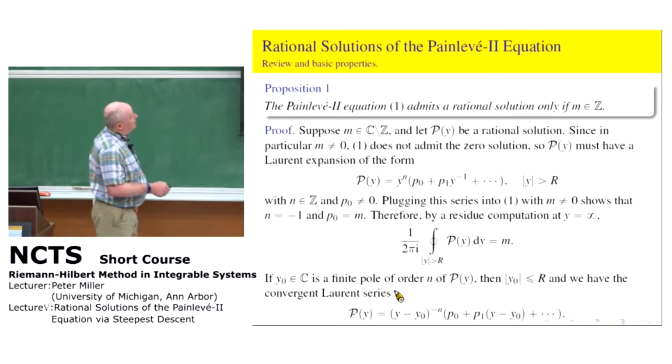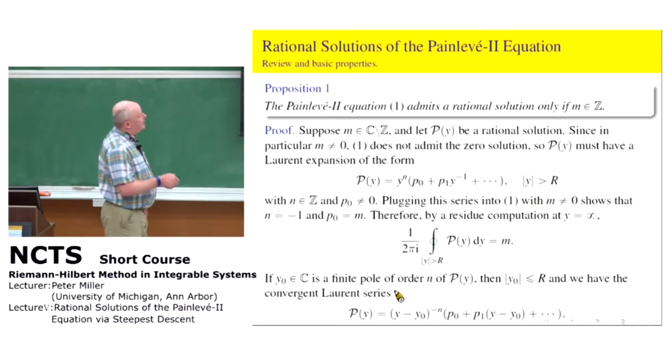So then you plug this series into the differential equation, assuming that m is not 0, and then you find out quickly that because of some dominant balance in the terms, this n has to be minus 1, and the p0 coefficient has to be equal to m, okay? So therefore, you can do a residue computation. You can integrate around the circle of radius r, say, bigger than r, with counterclockwise orientation and divide by 2 pi i, and you will pick up exactly the coefficient p0, which is m, okay?